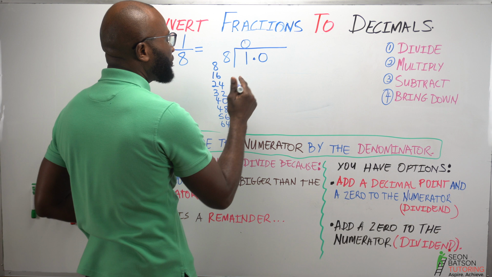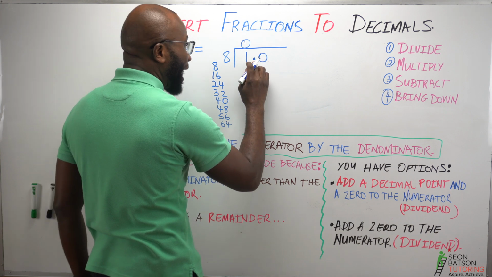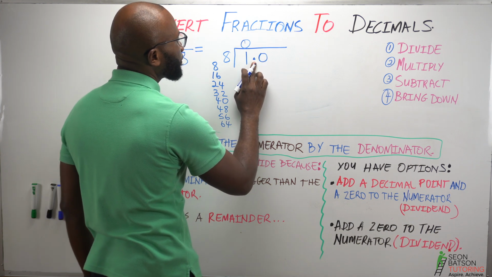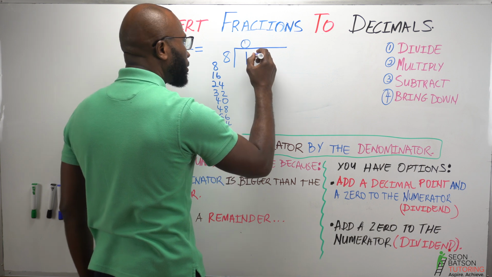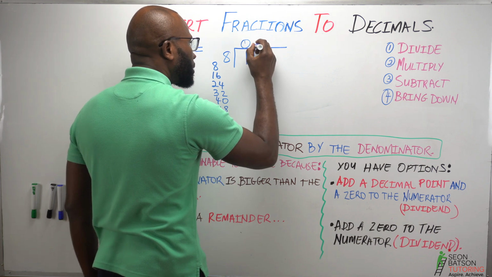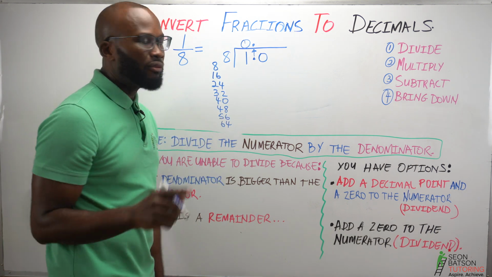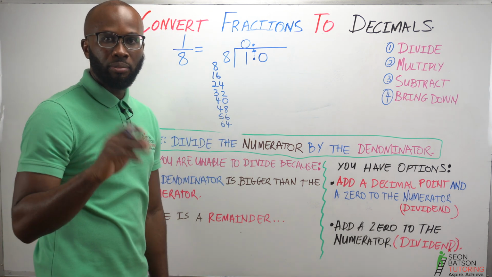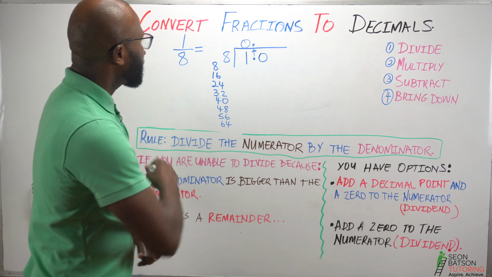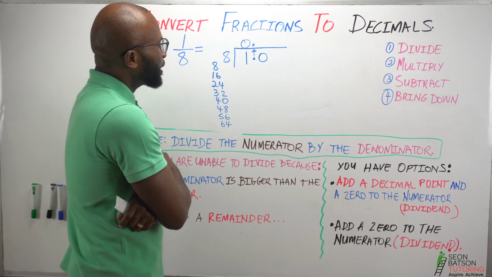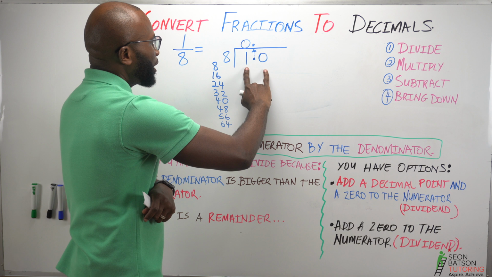But don't forget, after adding the decimal point in the numerator, make sure you put a decimal point directly above it in your answer. You never want to forget that a decimal point should be in your answer, yes? Now, after adding that point and the 0, our numerator now looks like a 10.